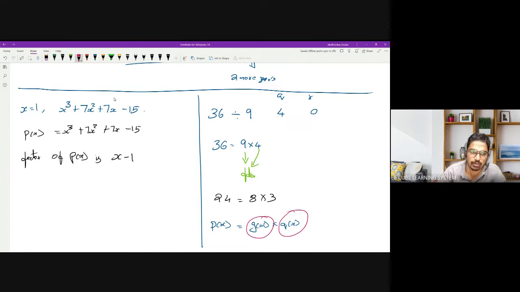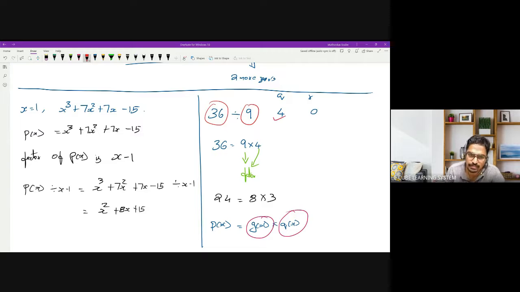So x minus 1 is a factor of p of x. We divide p of x with x minus 1. Just listen. On dividing, by long division, I'm just writing the answer. x cube plus 7x square plus 7x minus 15, on dividing with x minus 1, we will obtain x square plus 8x plus 15. Like what we said, 36 divided by 9 gives 4, in that manner.